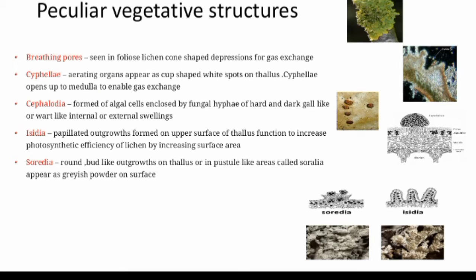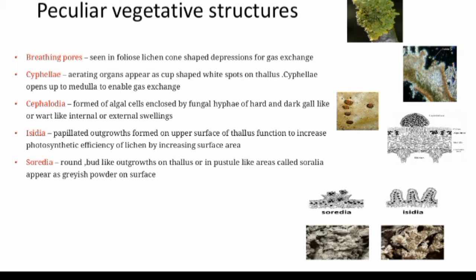In addition to the fungal and algal cells in the lichen thallus, we can see some other special vegetative structures. They are the breathing pores, cyphellae, cephalodia, isidia and soredia. Breathing pores are seen in foliose lichens; they are cone-shaped depressions for gas exchange. Cyphellae are aerating organs that appear as cup-shaped white spots on the thallus. Cyphellae open to the medulla to enable gas exchange.